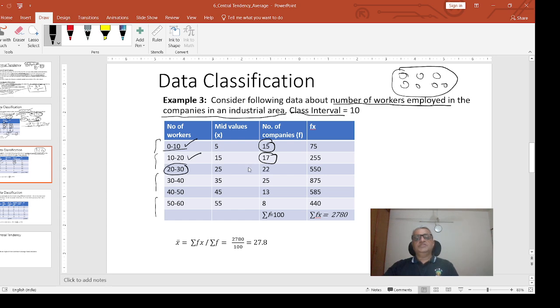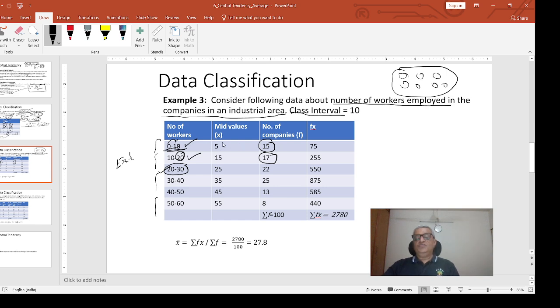20 to 30 workers. So the figure for a company can be between 0 and 10, or 10 and 20, or 20 and 30. Now this is an exclusive type of class, so 20 will not be included here, 20 will be included here. Correct? We don't have exact figures, right? So we have class distribution, we have classes.